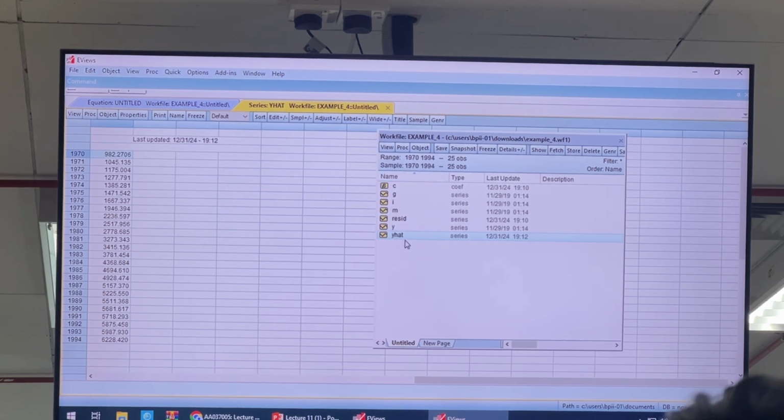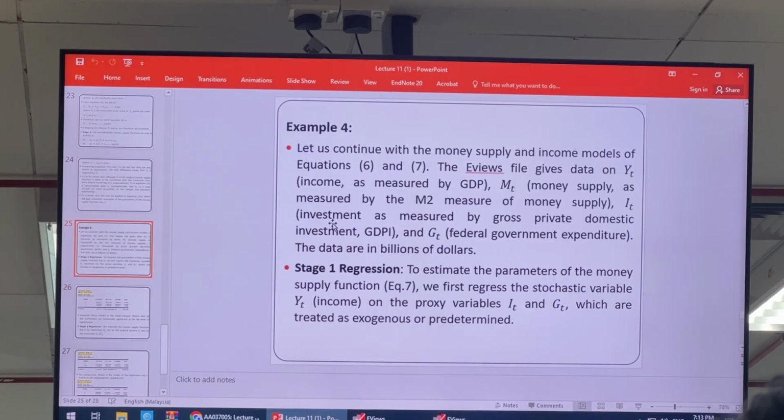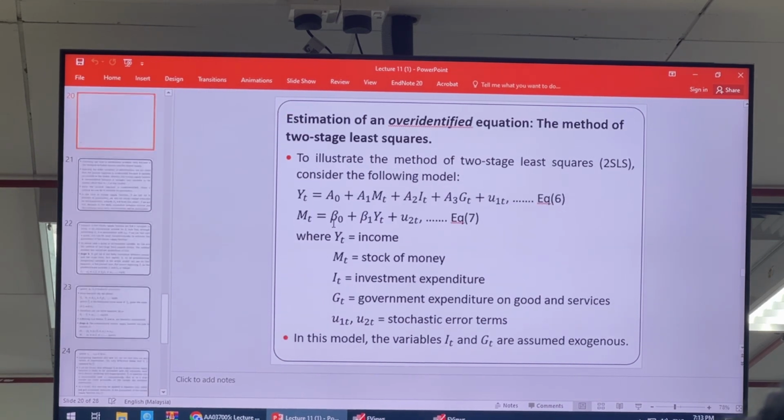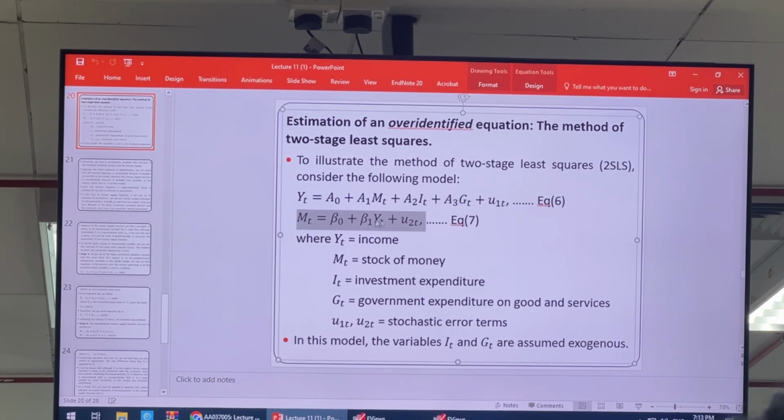Now we have our instrumental variable, a proxy for y. So y hat is a proxy which is not correlated with the error term. Y is correlated with the error term, but y hat is not. So that's the first step; we already have y hat. Now the second step, stage 2. In stage 2 you regress the equation, but instead of using y, use y hat.